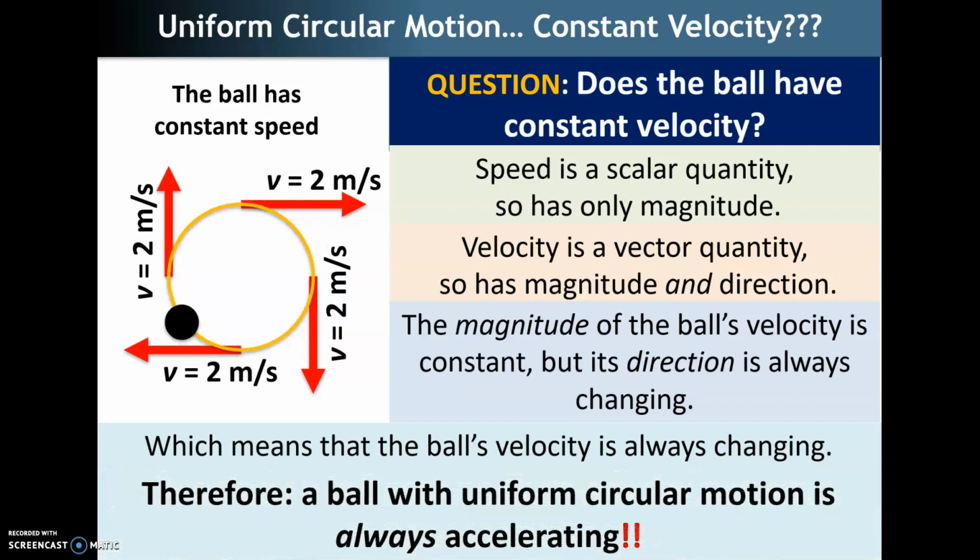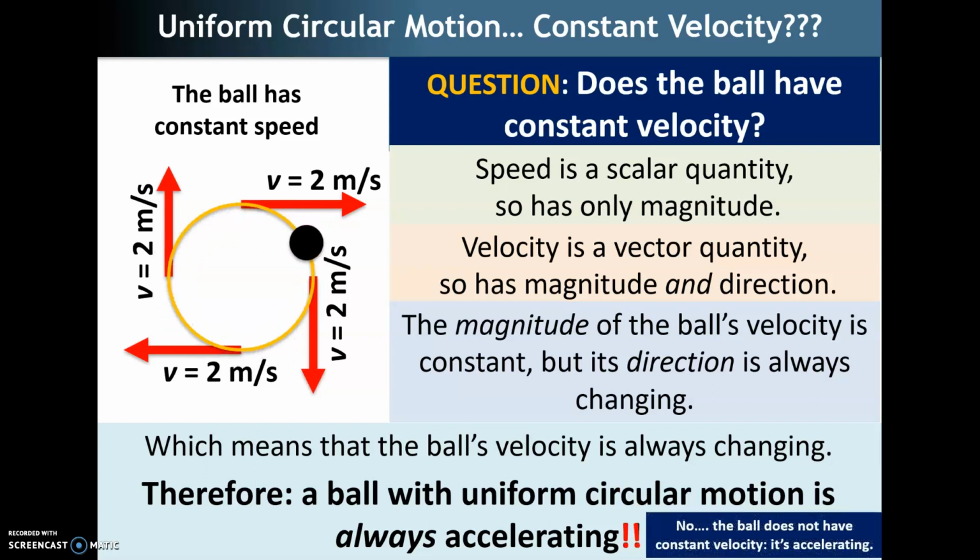Now, since velocity is constantly changing, that means that a ball with uniform circular motion is always accelerating, right? Remember, acceleration is change in velocity over time. At any 2 moments in time we analyze the object's motion, it has changed its velocity. So therefore, it must have accelerated. And here it actually is accelerating throughout its circular motion. So it does not have constant velocity, it is accelerating.